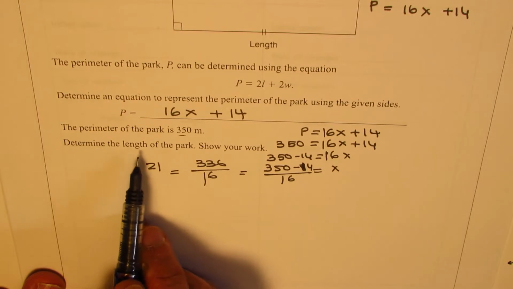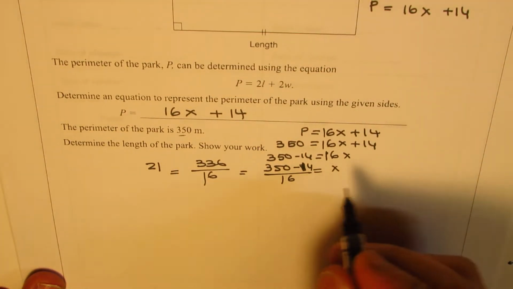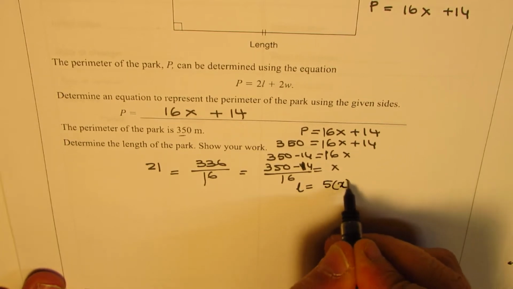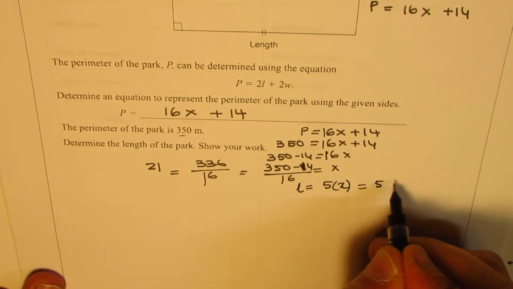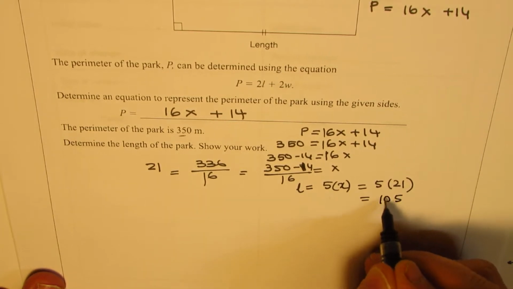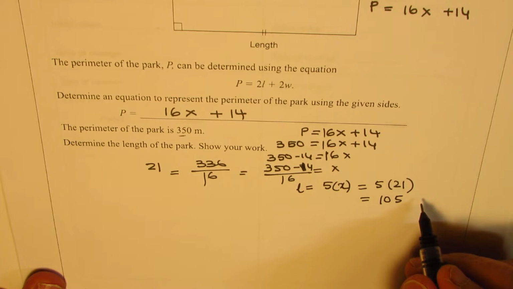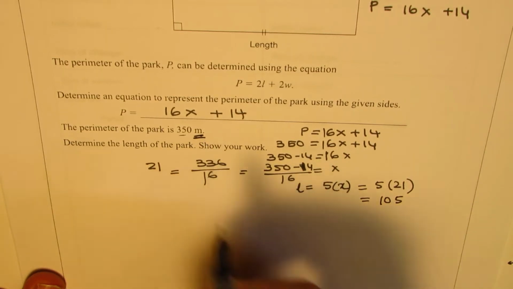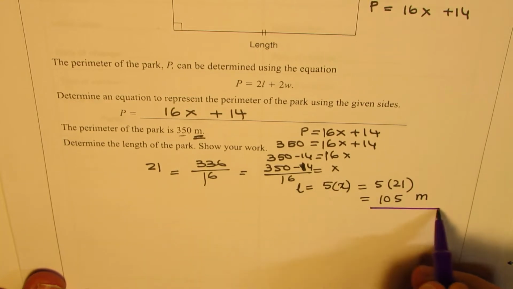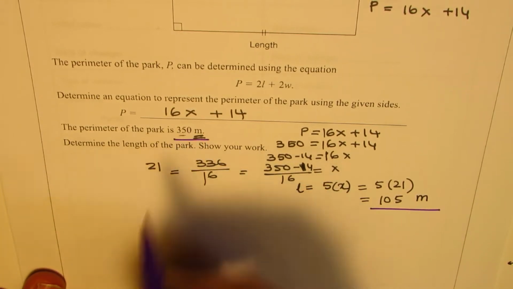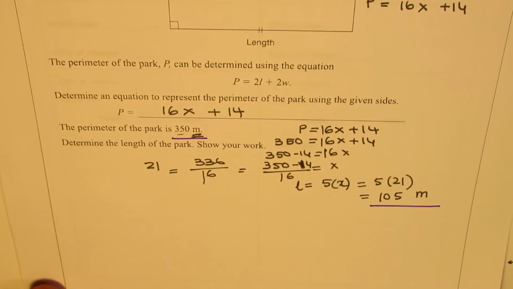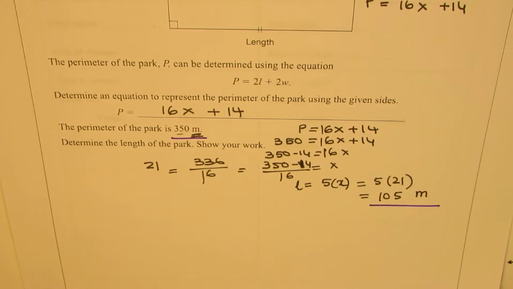We need to determine the length of the park. That means we know the length is actually equal to 5 times x. Now, since x is 21, it is 5 times 21, which is equal to 105, and the units are meters. This is kind of important to write. Units are meters, since we were given the perimeter in meters, 350 meters. Does it make sense to you? So that is how you're going to solve this particular question.